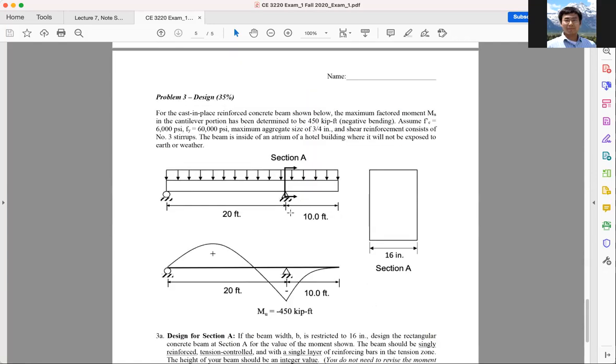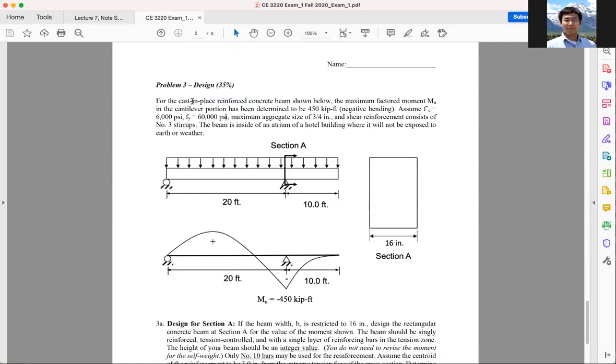Okay, last problem and last minute. Problem number 3, design, okay? So cast in place reinforced concrete beam shown below. Empty section, nothing is given, but cast in place, I can go in table, ACI 20.5.1.3.1 non-prestressed member concrete clear cover to find the concrete cover first, okay? And the maximum factored moment Mu in the cantilever portion has been determined to be 450 negative bending. All right, when you see negative bending, you know that my bars in the section has to be in the top if it's singly reinforced, okay? Why is that? Because the tension is in the top if I have negative bending.